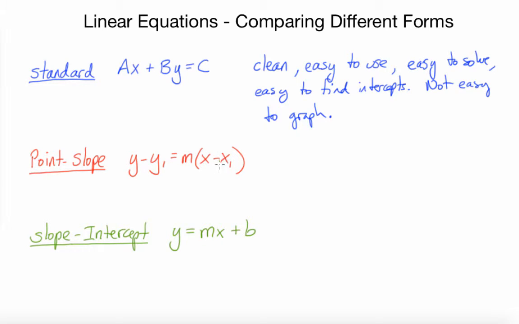All right, point slope form. This one is the messiest looking one, right? It's got subtraction signs, it's got more symbols in there, it's got parentheses we have to be careful distributing. So how is point slope helpful? Well, it is the easiest to write an equation with.